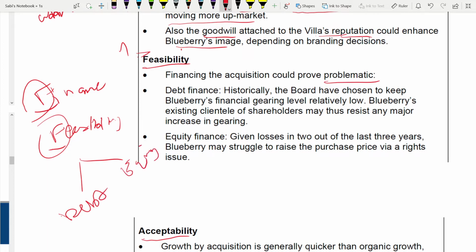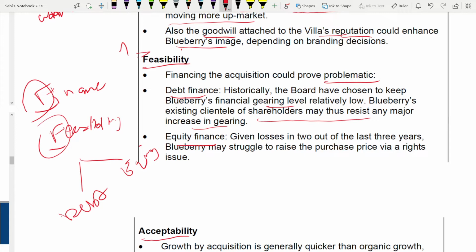This is how you need to break down information and write. Obviously, you don't have to draw a table like this and waste your time, but in your head, you must be knowing that this is what I need to write. You can visualize. So let's talk about debt finance and equity finance. Let's first talk about debt finance. They told historically financial gearing is low, meaning their debt is low. Okay. So what happens? Now, if you want to increase your gearing, the shareholders may resist it. They do not want to, because it's a risk for them also.